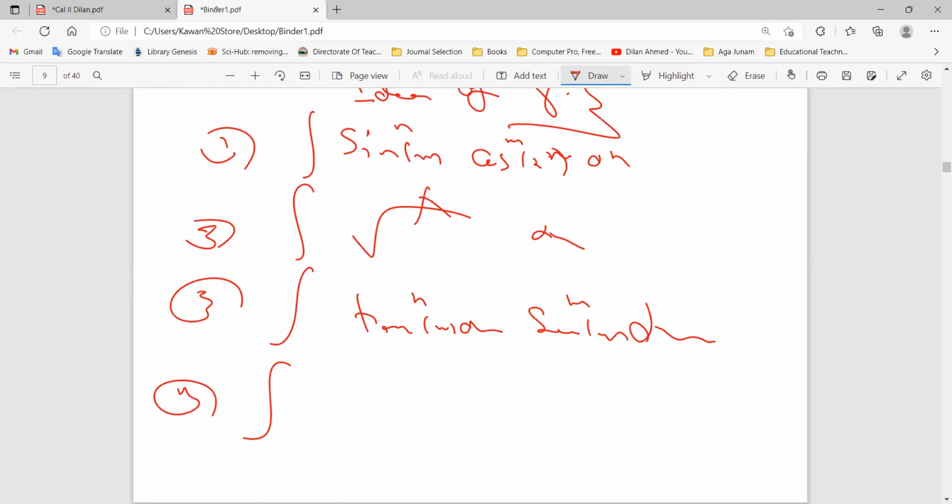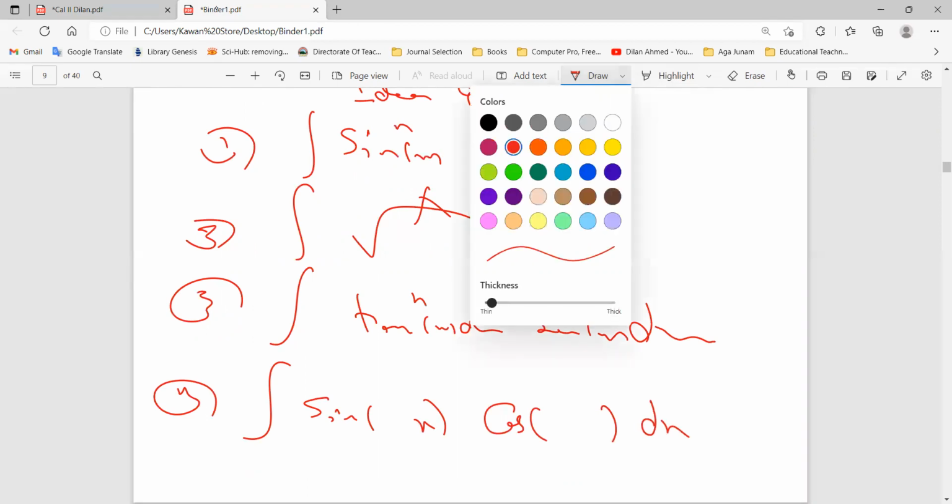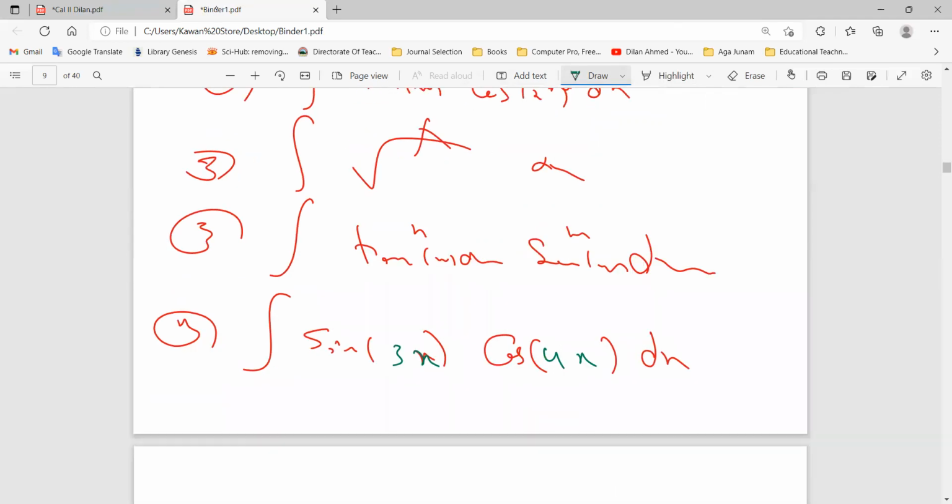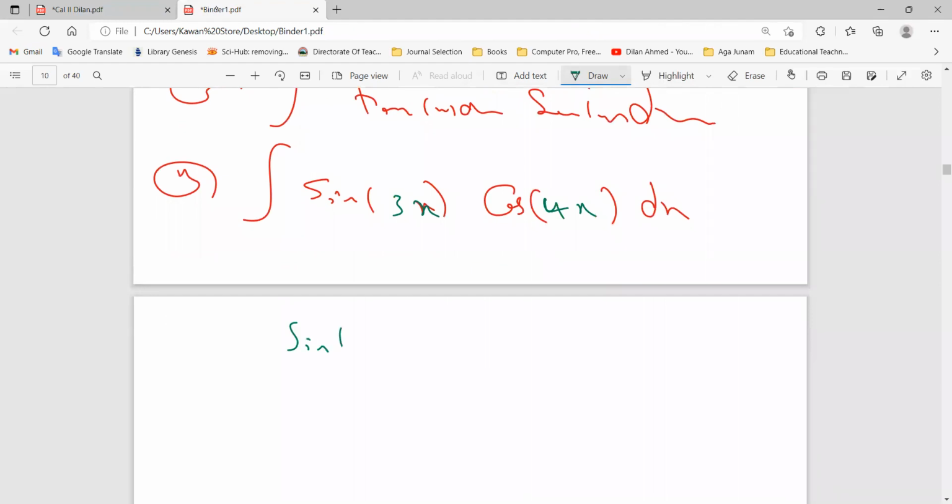The fourth idea, we have sine, cosine, product of sine, cosine. Product means that I have sine, cosine, but with a different angle. For example, that one 3, that one 4. They are different. If they are not different, it will be easy, right? Understood? For example, if I have sine 3x multiplied by cosine 3x dx.